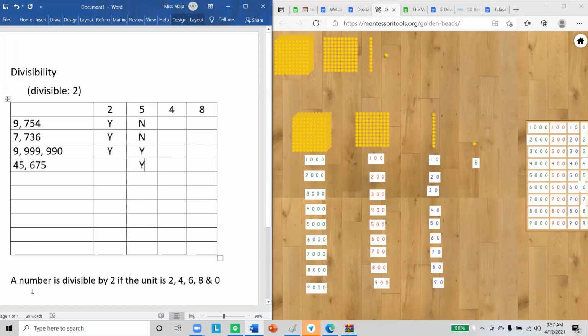So how can we write the rule then? A number is divisible by 5 if the unit is 5 or 0. And I would agree.